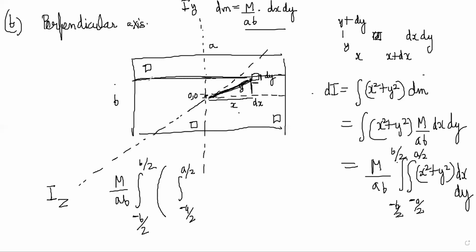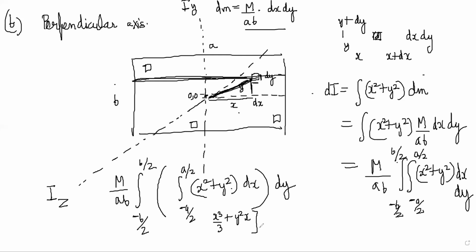Keep changing your x, but don't change your y. So x square plus y square into dx, this is my initial integral, and outside I have to do dy also. Here y square will be assumed as a constant, because y is fixed here. So I will get x cube by 3 plus y square x.